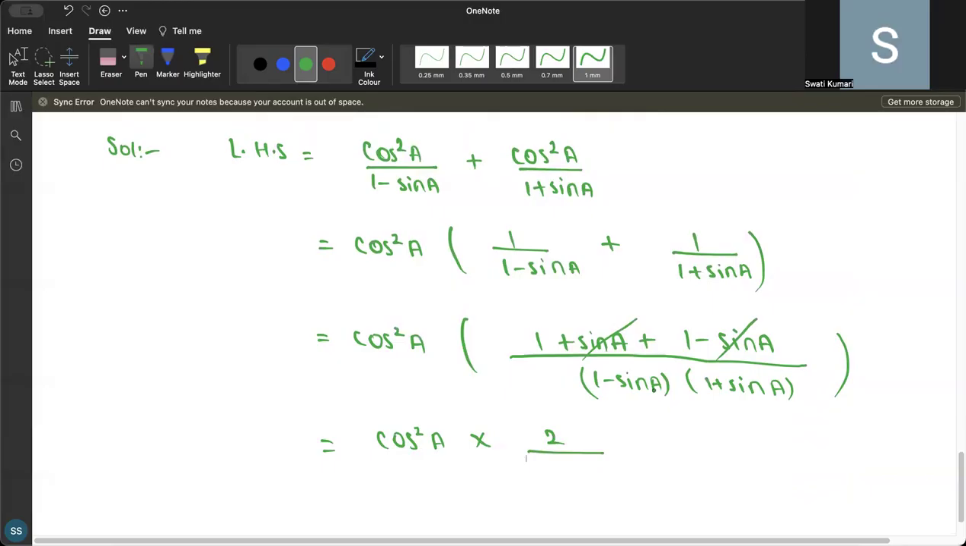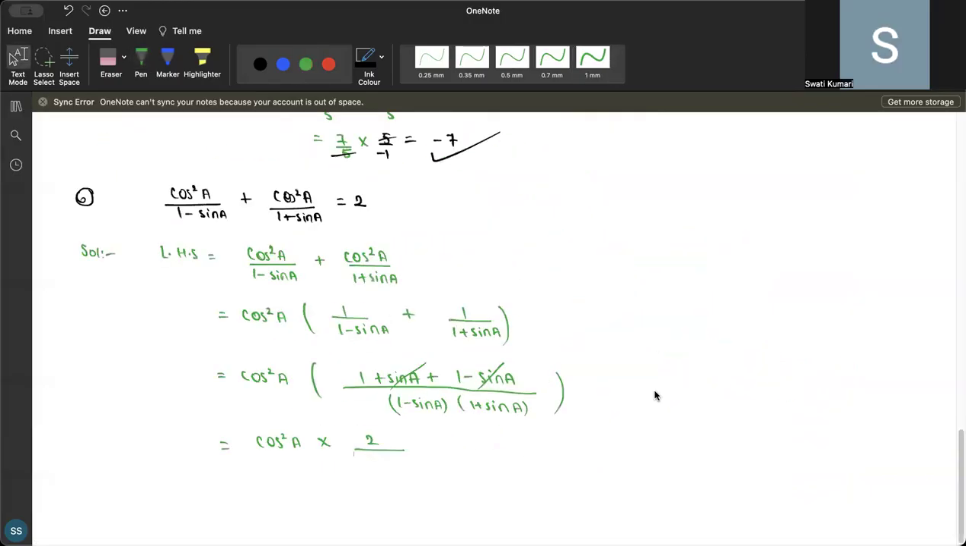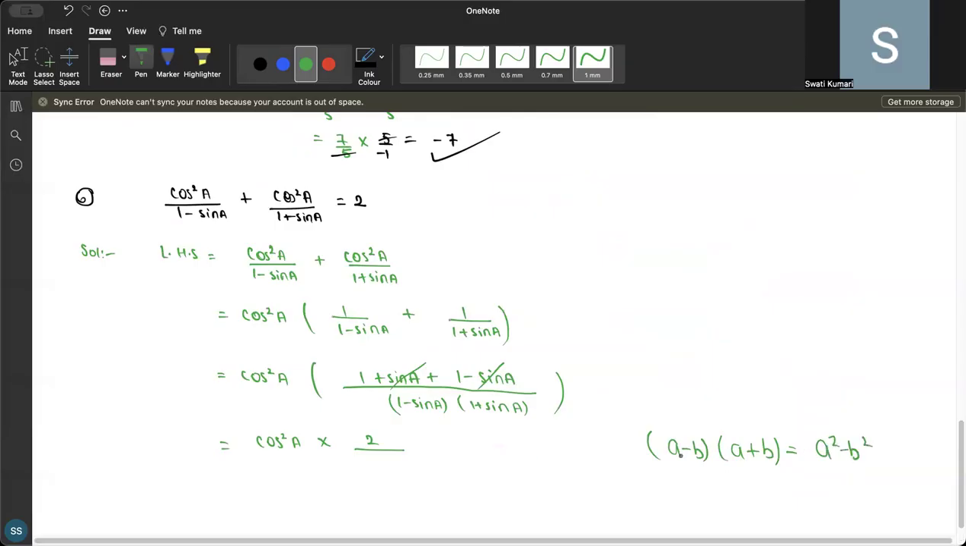Here in the bottom part, you are getting one formula, which is actually A minus B into A plus B. So A minus B into A plus B is A square minus B square. So using this formula, it will become A square, that means 1 square, which is 1, minus B square, that is sine square A. Now this will become cos square A into 2 upon.